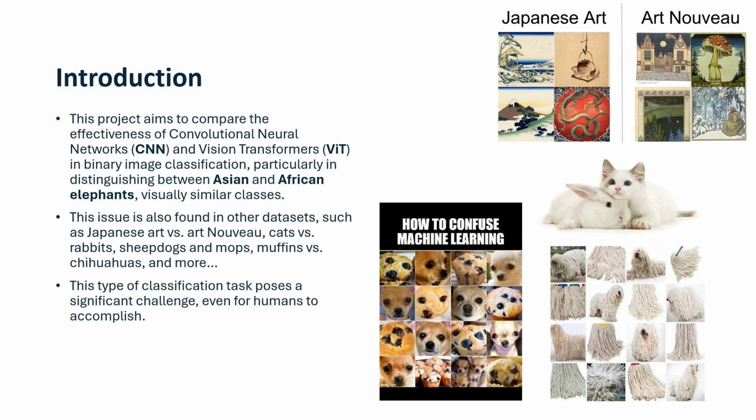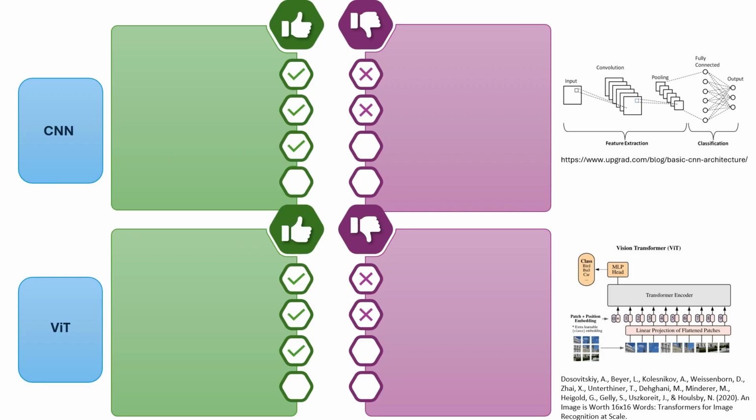For example, in the problem of classifying Japanese art versus art nouveau, the work we found showed a human classification accuracy of 82%, which is not amazing. Let's talk briefly about the pros and the cons of CNN and ViT.